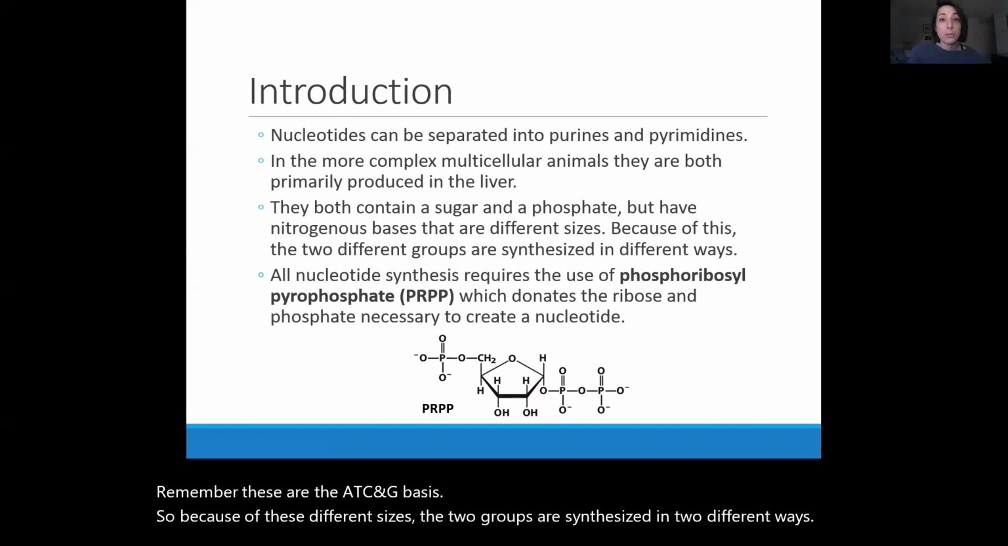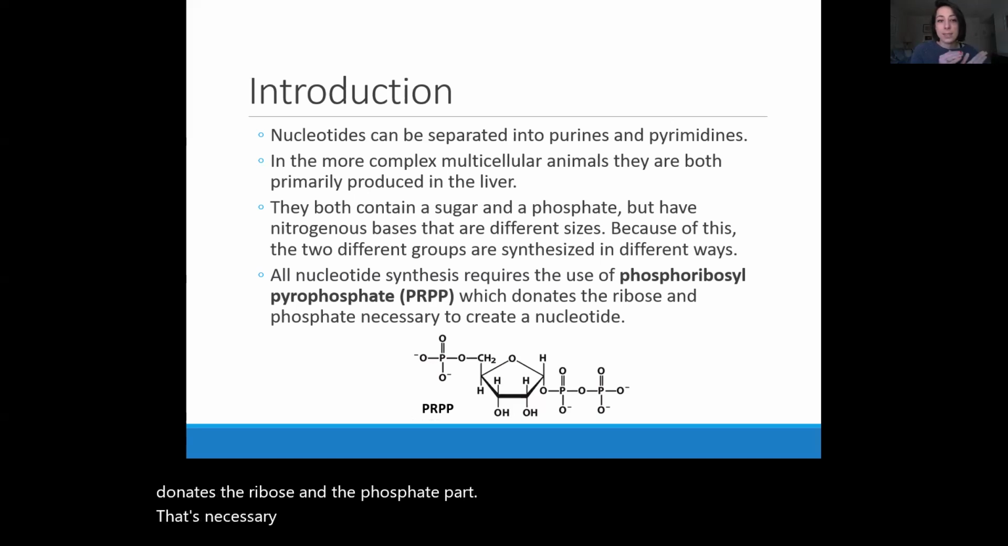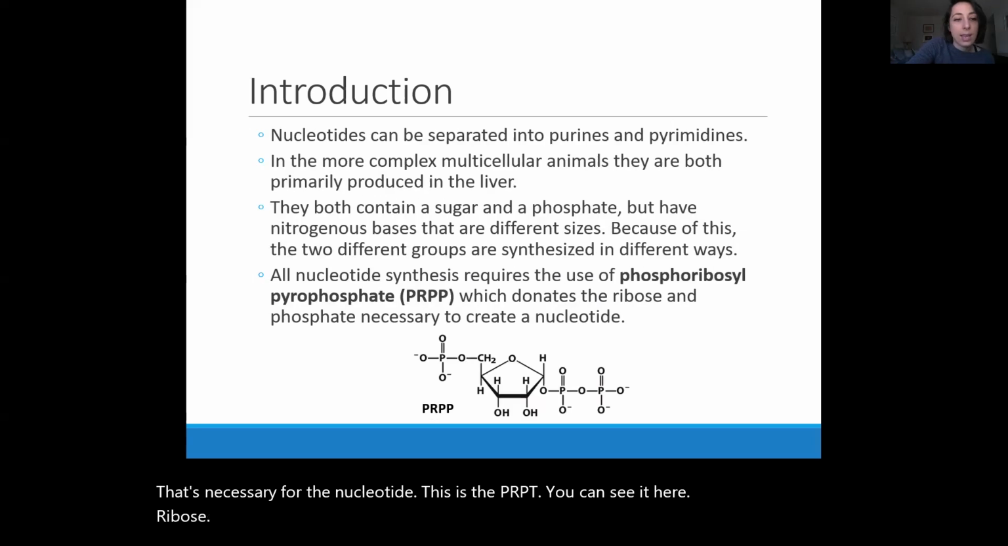Now, all nucleotide synthesis uses the phosphoribosylpyrophosphate, or PRPP, which is what donates the ribose and the phosphate part that's necessary for the nucleotide. This is the PRPP. You can see it here. Ribose and phosphate that are shown together here.